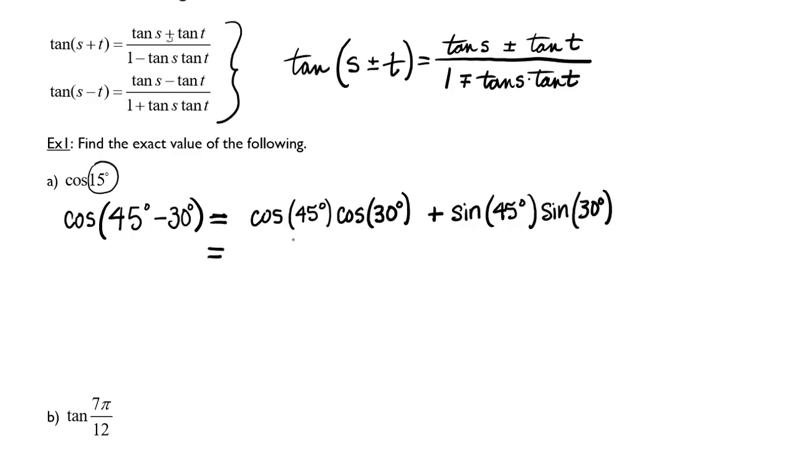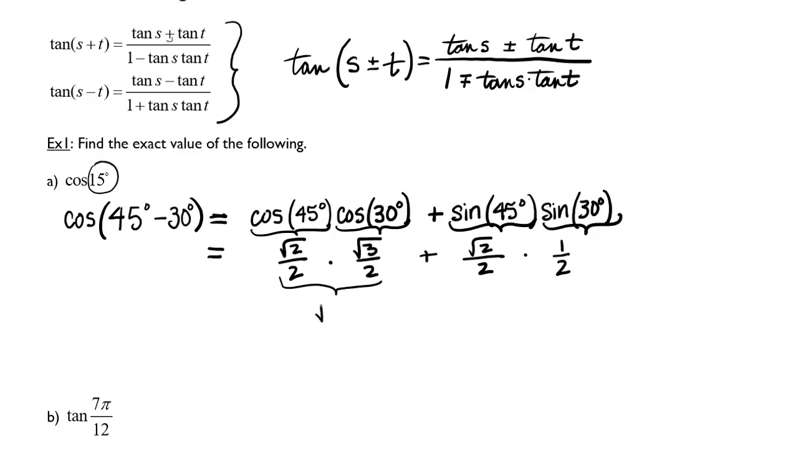And now we just replace this with what we know about values for cosine of 45, cosine of 30, sine of 45, sine of 30. So let's just replace these. The cosine of 45 degrees is square root of 2 over 2. Cosine of 30 degrees is root 3 over 2. Plus sine of 45 degrees is root 2 over 2 times sine of 30 degrees, which is 1/2.